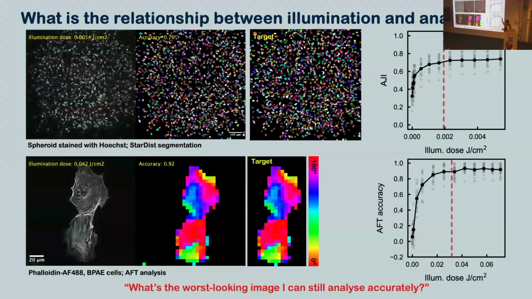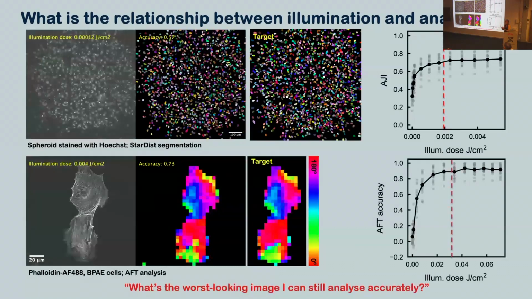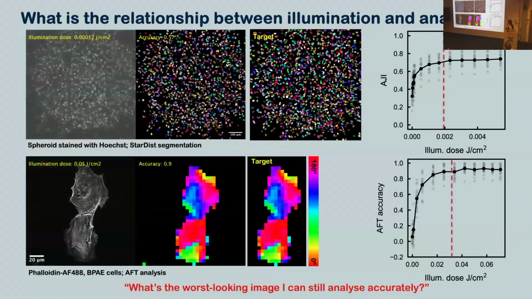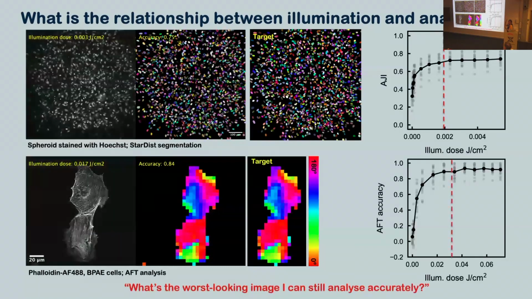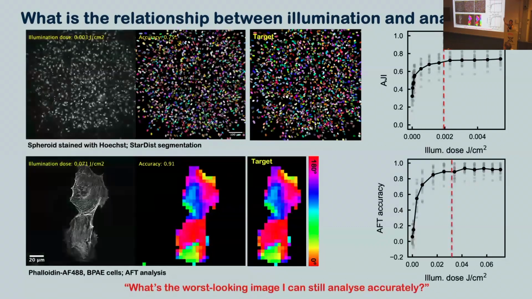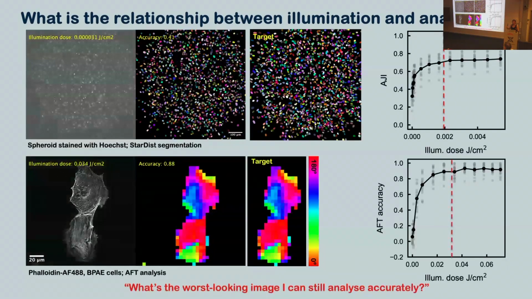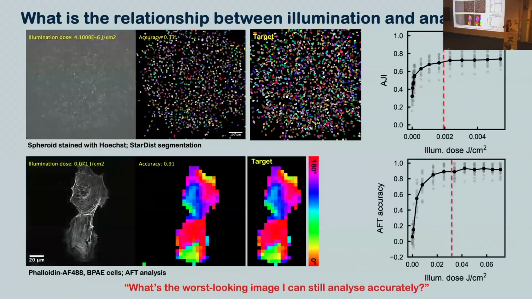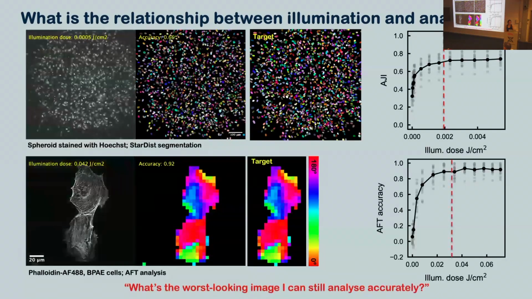There's no point in imaging much lower than that because you're not going to get as good information as you could. There's not much point imaging with higher illumination doses because then you'll bleach your sample, you'll kill your sample. You want to be just before that plateau. Okay, so that's how we know if images are good or not. Difficult to do, but that's our basic framework. It's a general relationship.